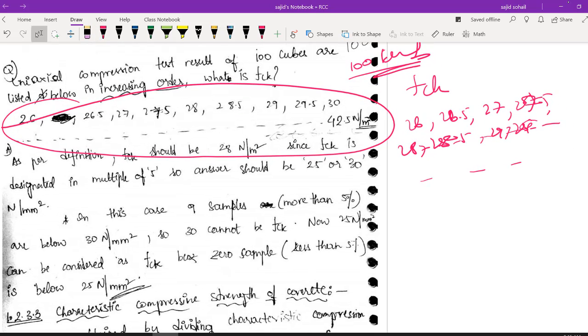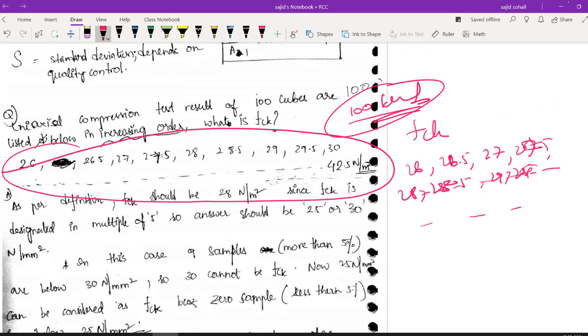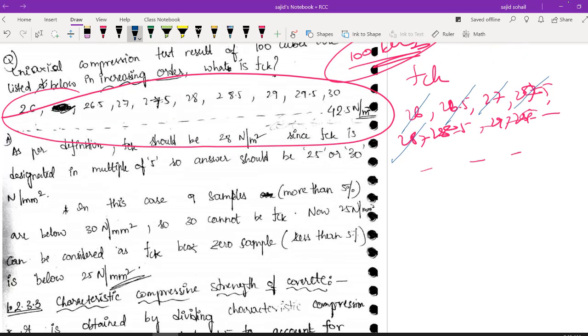FCK is such that no more than 5% should fail. Okay, for 100 cubes, what is 5%? 5% is 5, right? So what are the 5 numbers? 1, 2, 3, 4, 5. I hope you are getting it. So what is the characteristic strength of this? This characteristic strength FCK is 28 and have to write it as M28.